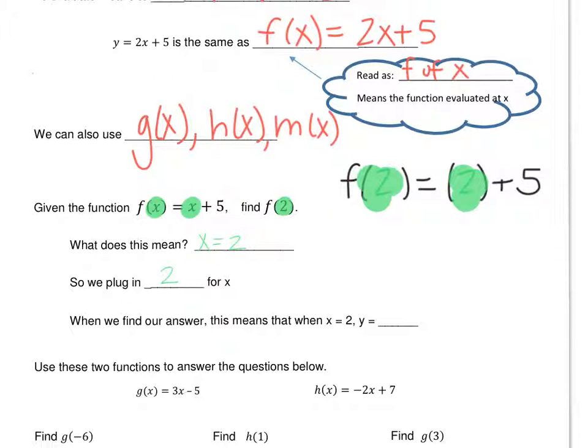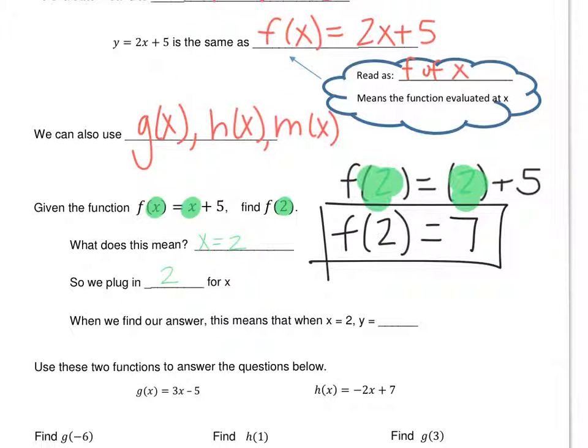So now I'm just going to do a little bit of math. On the left-hand side, I still have f of 2 equals, and on the right-hand side, all I have to do is add. It says 2 plus 5. Well, 2 plus 5 is 7, so my answer is f of 2 equals 7.